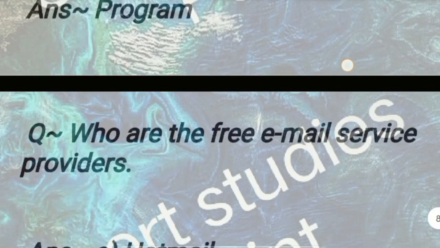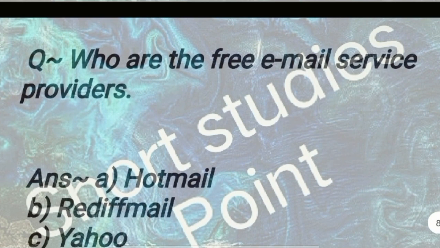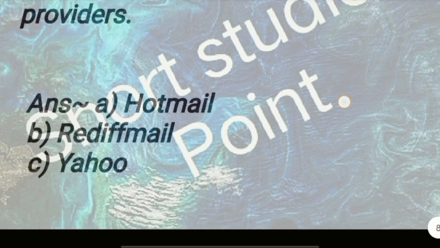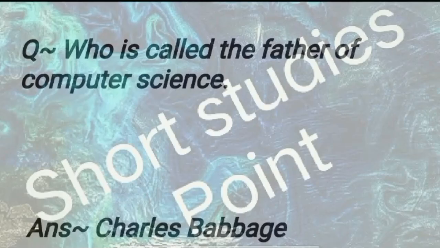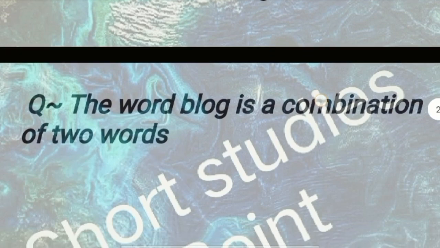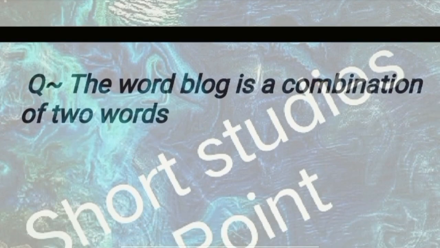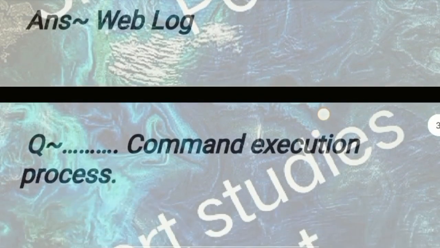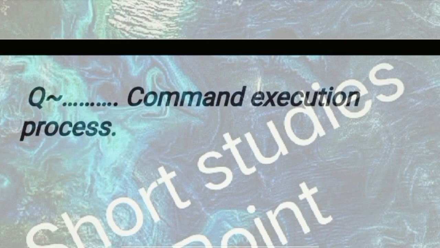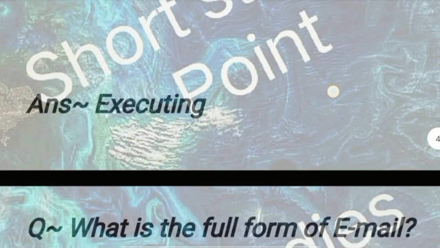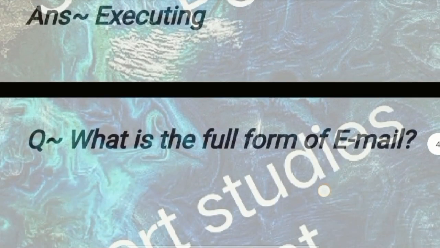Answer: program. Next question, what are the free email service providers? Answer: Hotmail, Reddit and Yahoo. Question, who is called the father of computer science? Answer: Charles Babbage. Next question, the word blog is a combination of two words. Answer: weblog. Next question, dash command execution process. Answer: executing.